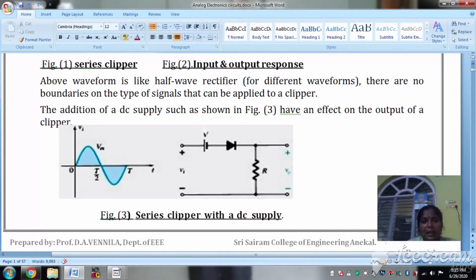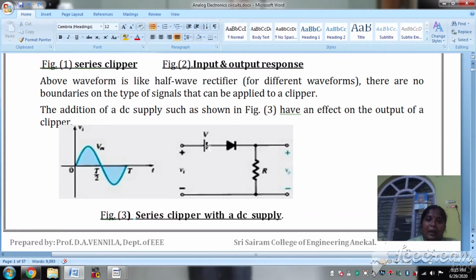The only thing is, here I included one more power supply, a DC power supply. This is my input. Students, listen carefully. This is my input, this is my negative input and this is my positive input. Here I assume my input DC voltage is also an input, which is connected in series with your diode.